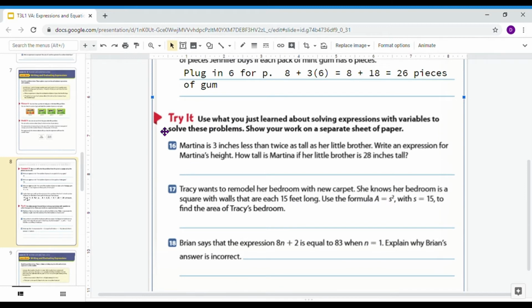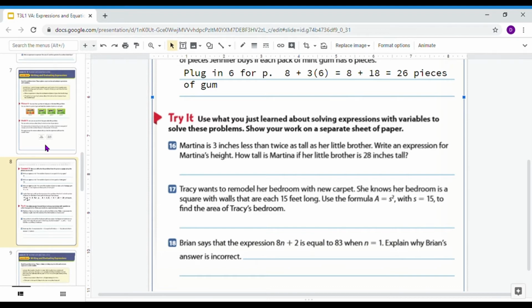And now we're going to get to our try-its, which I will be doing on the dry erase board with you. So Martina is 3 inches less than twice as tall as her little brother. Write an expression for Martina's height. How tall is Martina if her little brother is 28 inches tall?